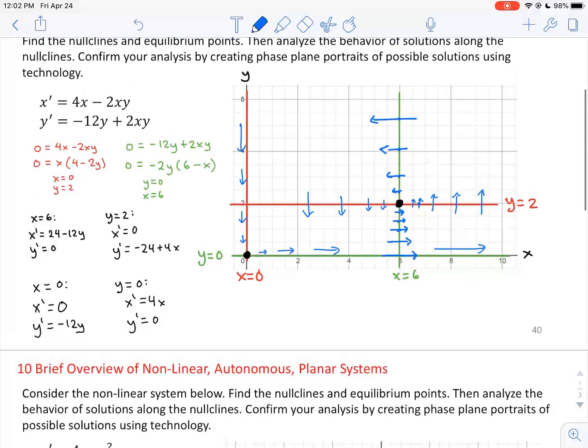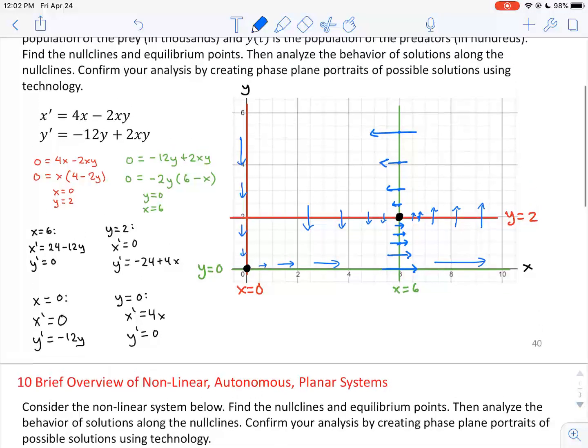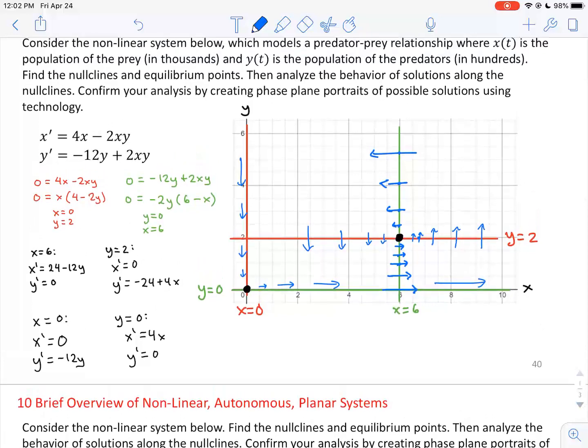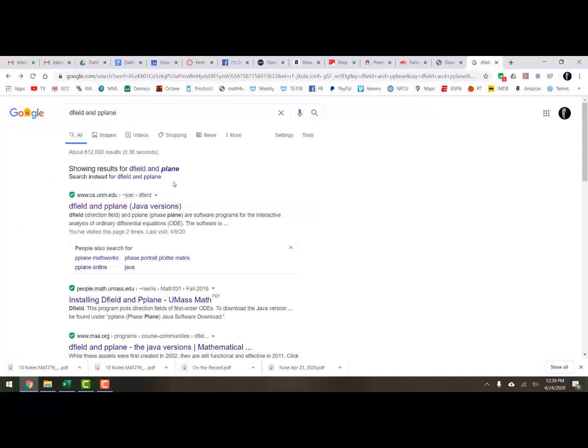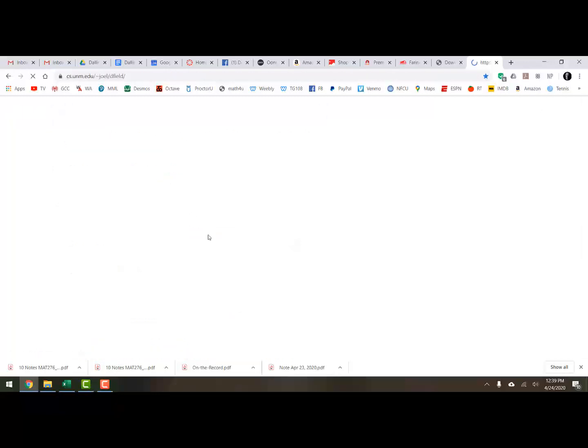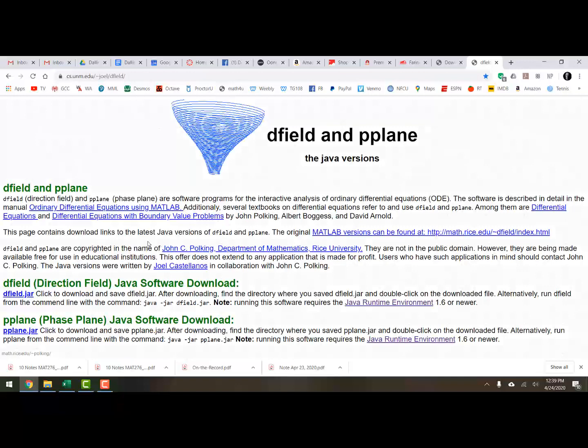All right, there's our analysis. We found the nullclines, we found the equilibrium points, and next we will use technology to make phase plane portraits. Go to Google and type in dfield and pplane and do a search, and open up this one here. This is the Java version, if you haven't done this already. For pplane, go down here to pplane.jar and download that. You may also have to get some Java installed on your machine so that this will run. There's a link for that down here.